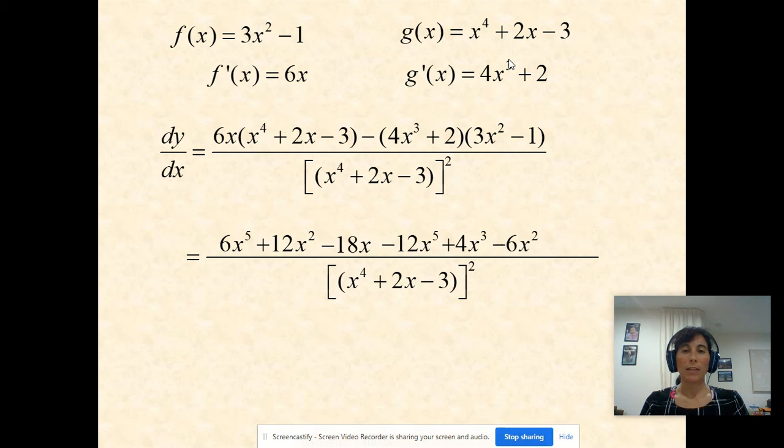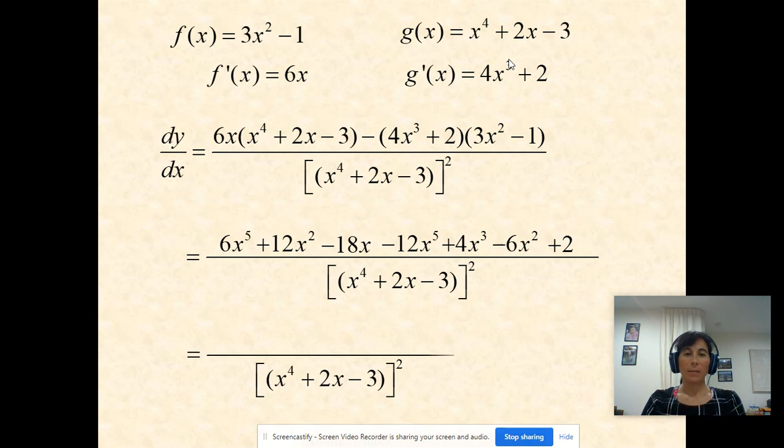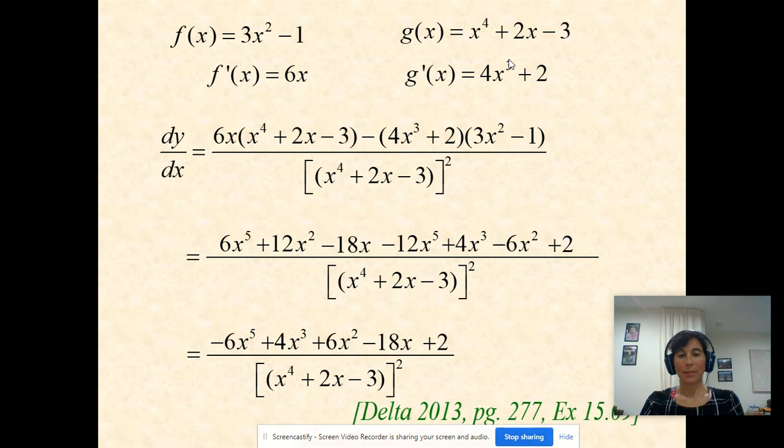Next term we've got there, the inner, so 2 times 3x squared, and that makes it 6x squared, but that will be negative because of the negative out the front. And then 2 times negative 1 is negative 2, but again, because of the negative, we change that sign to positive 2. Bottom line stays the same. So then we're just gathering our like terms. So if we simplify, that will give us negative 6x to the power of 5 plus 4x cubed plus 6x squared minus 18x plus 2.